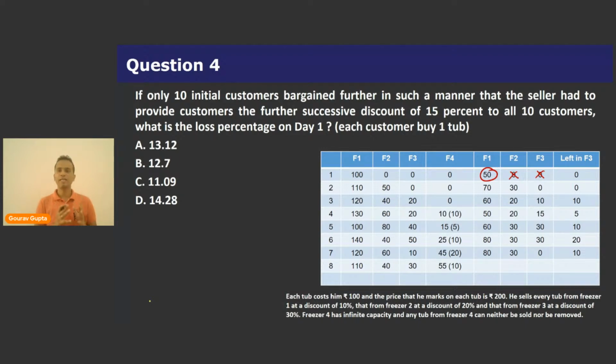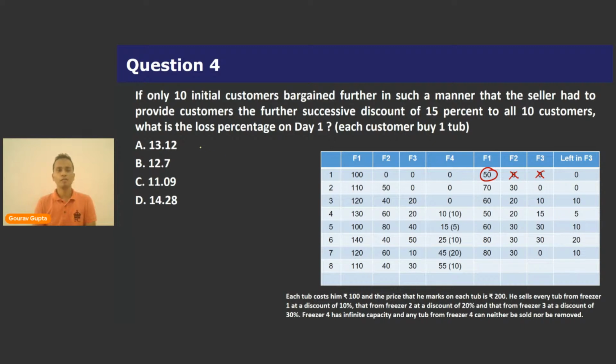For the first 10 customers, the seller is offering an additional discount of 15%, the further successive discount of 15%, and for the remaining customers, no further discount will be given. All right. Okay.